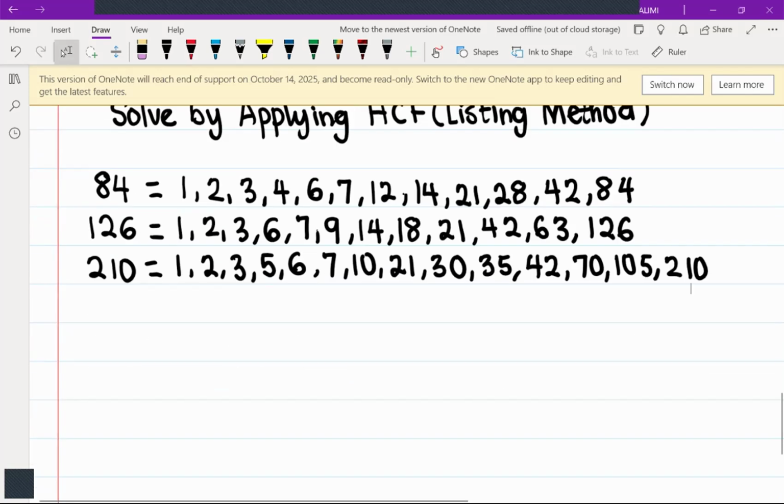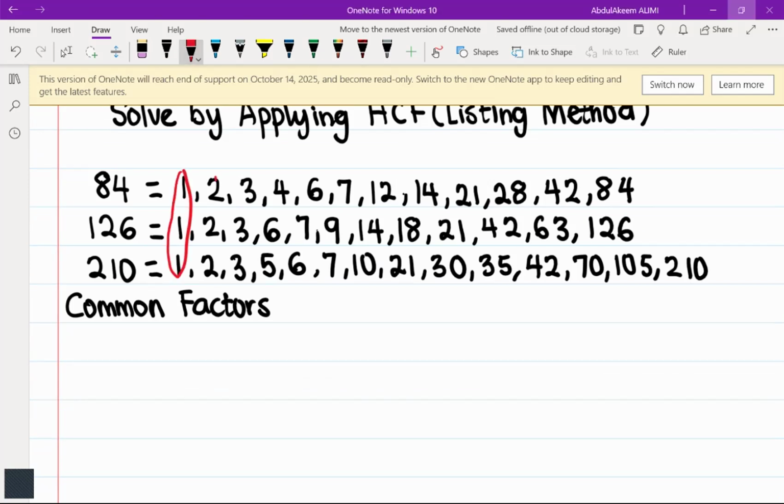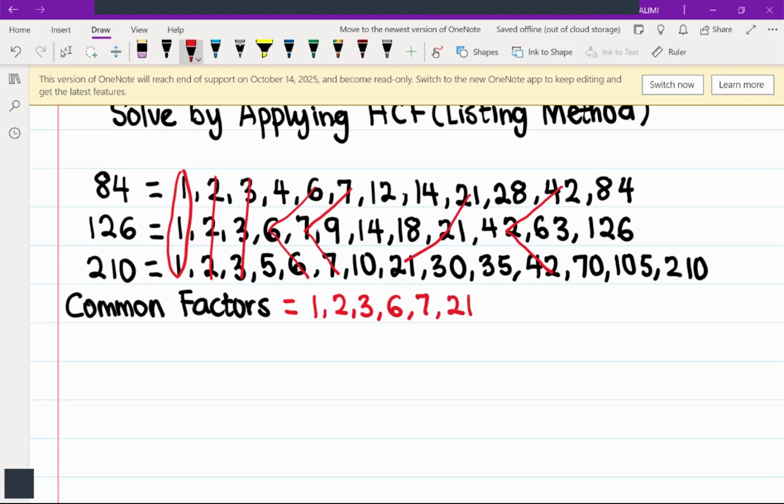So what do we do here now? The next thing we do here is to get the common factors. So what are the common factors here? The common factors here are 1, 2, 3, 6, 7, 21, and 42. So that means the HCF here is 42, the highest common factor.